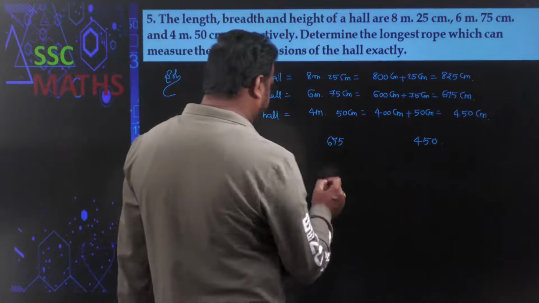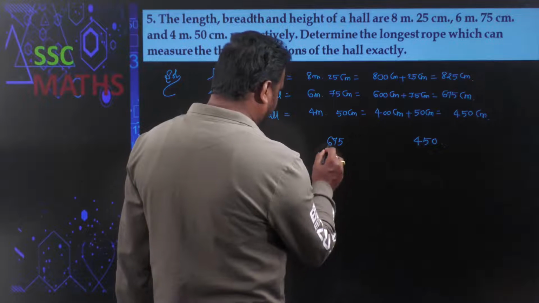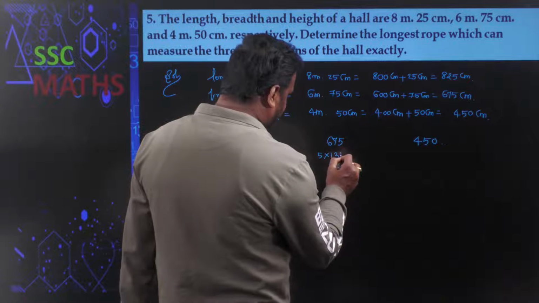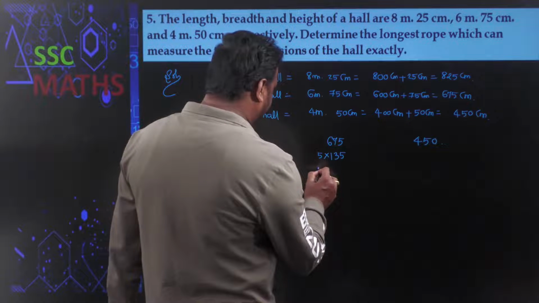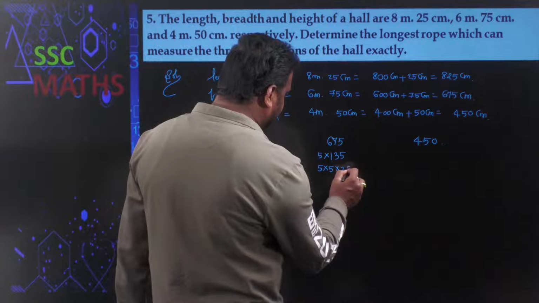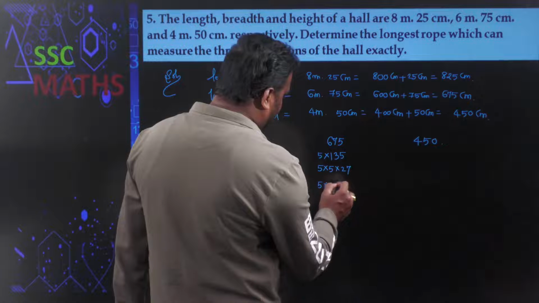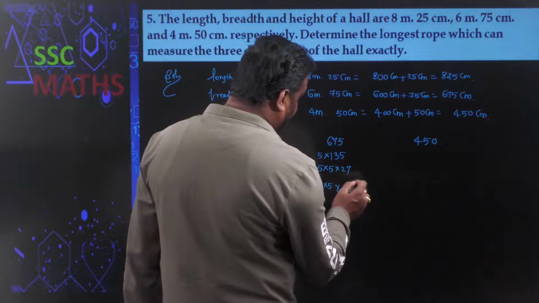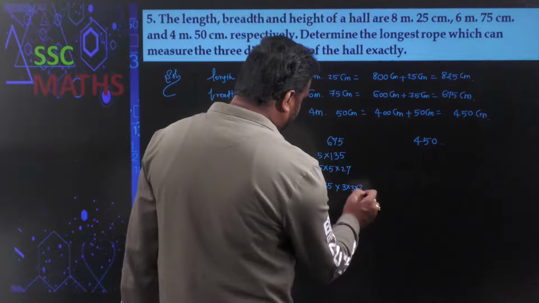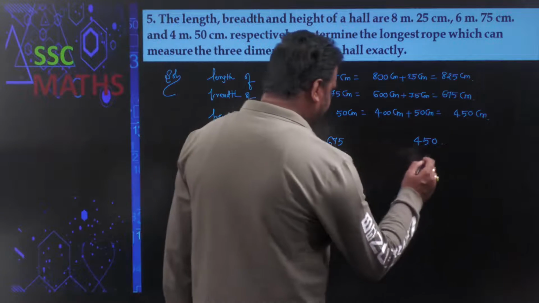Coming to 675, divide by 5 to get 135, again by 5 to get 27, and 27 is 9 threes, or 3 cubed, that is 3 into 3 into 3. This is the prime factorization of 675.